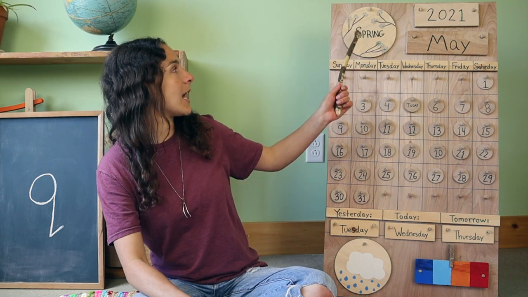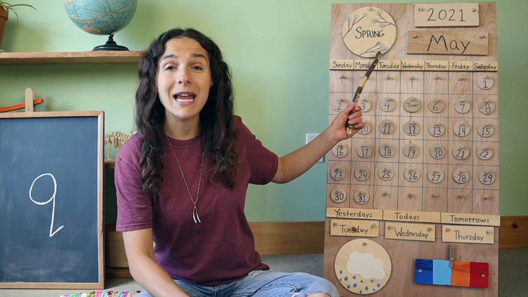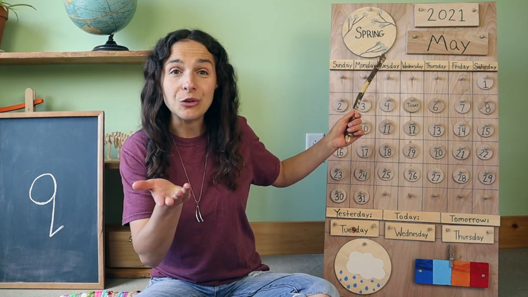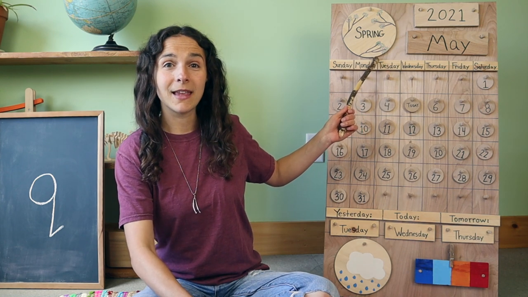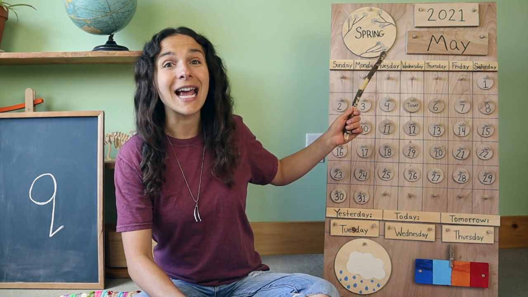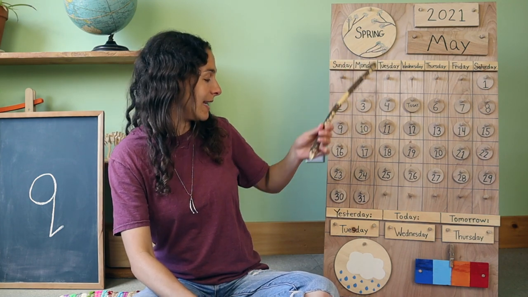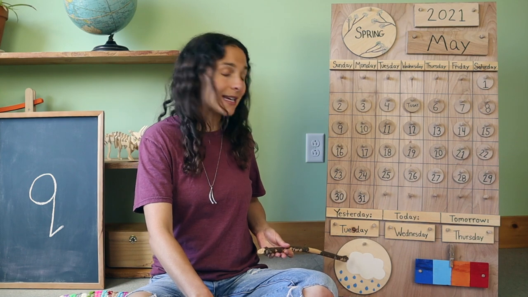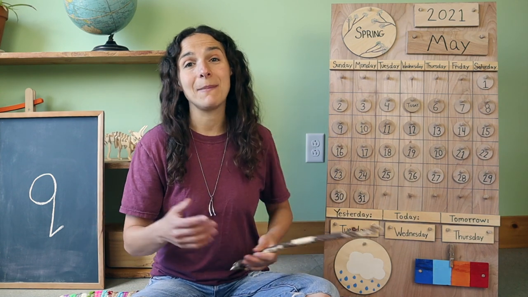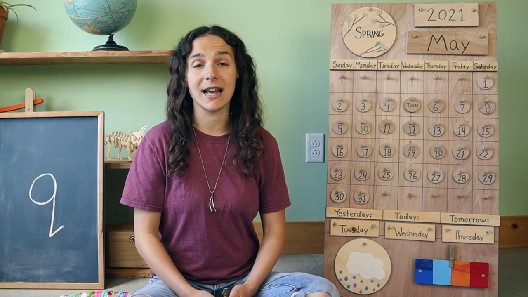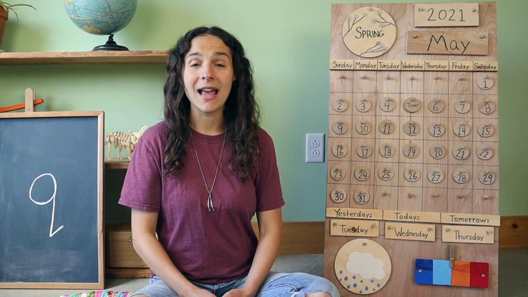Let's go back up to the top of the chart, right up here where we have the season. Do you know what the season is? Spring! That's right. It's springtime where I live, friends. And now, if we travel back down to the bottom of the chart, that means that it's time to sing the weather song together. Are you ready?